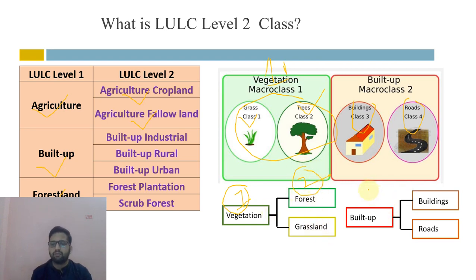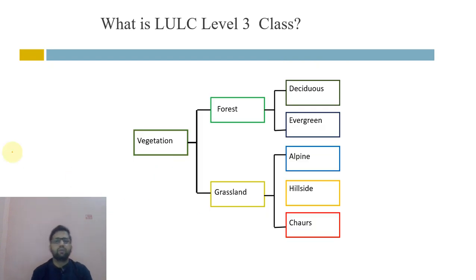Another one is built-up, a level 1 or primary class. Built-up can be divided into buildings and road. So building and road are level 2 classes. Through the previous slide we saw the primary classes, and in this slide we see the level 2 classes. Now let's go to what LULC level 3 classes are. When primary classes are divided into major classes, that's called level 2 classes or secondary classes. When secondary classes are divided into minor classes, or more accurately, that is called level 3 classes.